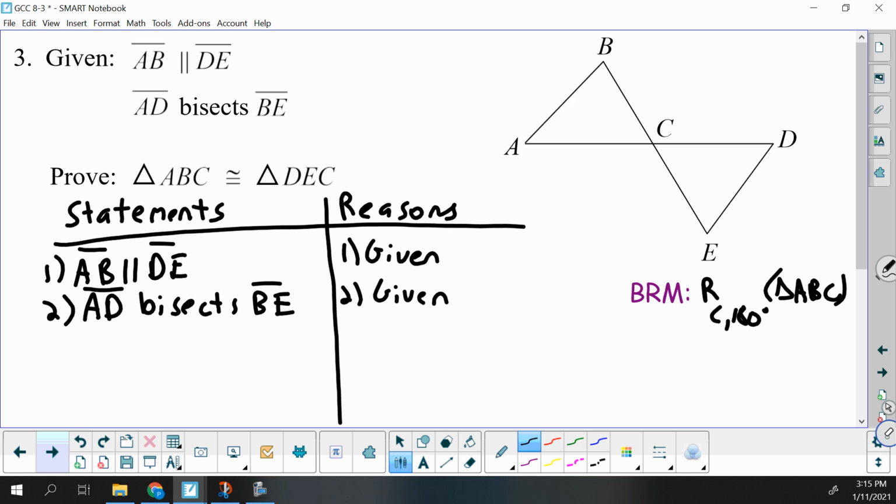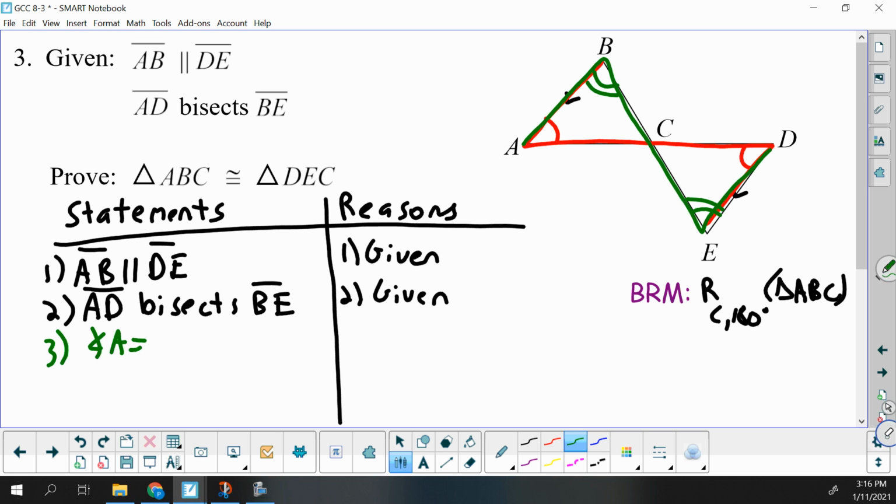Alrighty, so we've got AB parallel to DE, so we can mark those. So from those parallel lines, we can do our zigzags. Doing our zigzag going this way, we can get angle A and angle D congruent. Doing our zigzag going that way, we can get E and B congruent. So we can have angle A congruent to angle D, and we'll also have angle B congruent to angle E, and that's by our alternate interior angle reason.